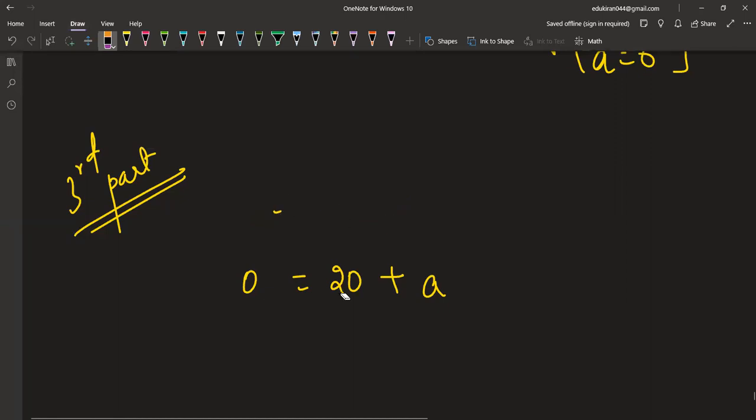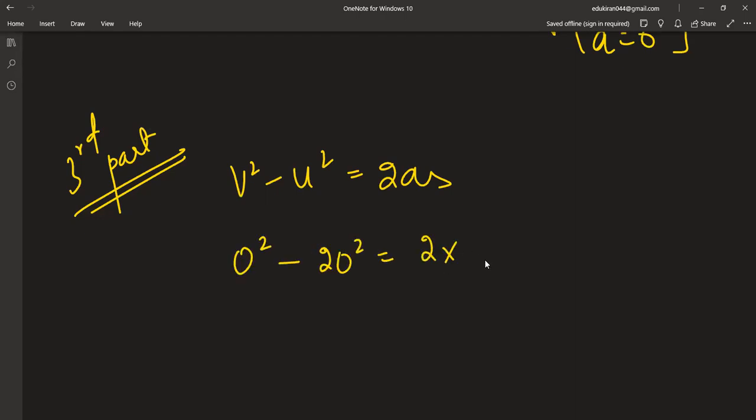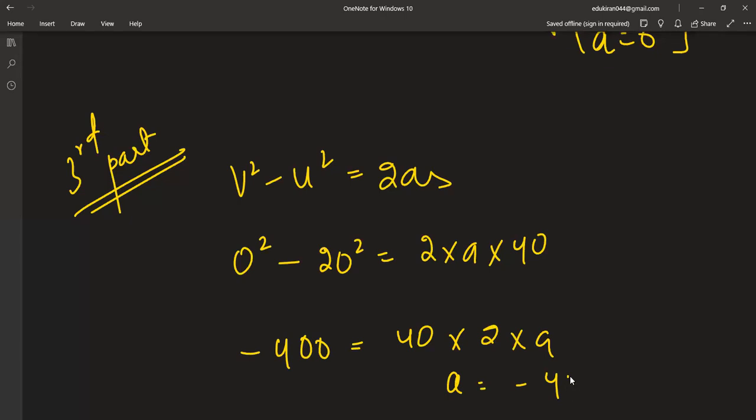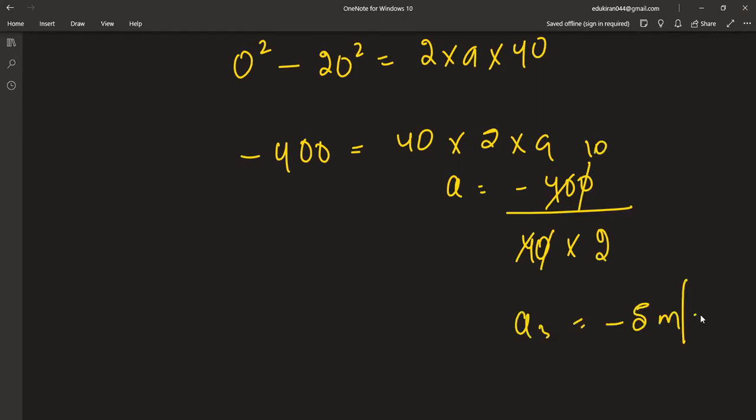v square minus u square, because distance is also missing, time is also missing. So v square minus u square is equal to 2as. v square is 0 square, u square 20 square is equal to 2 into a into 40. So this is minus 400 is equal to 40 into 2 into acceleration. Acceleration is minus 400 divided by 40 into 2. This cancel. This is 10. Acceleration is minus 5 meter per second square.